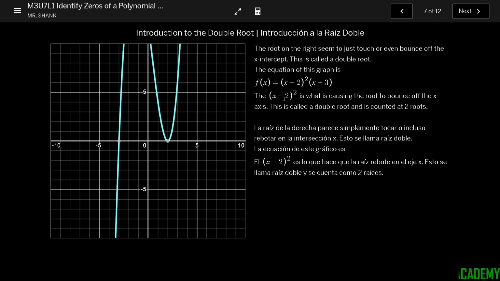So x minus 2 squared is what is causing the root to bounce off of the x-axis. This is called a double root and is counted as 2 roots. So in total, if I was to count the total number of roots for this, I would say 3, because I have 1 here because this is a single root, and I count this one twice because it is a double root. So in total, this graph has 3 total roots.